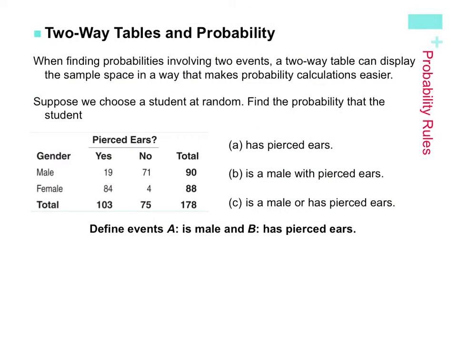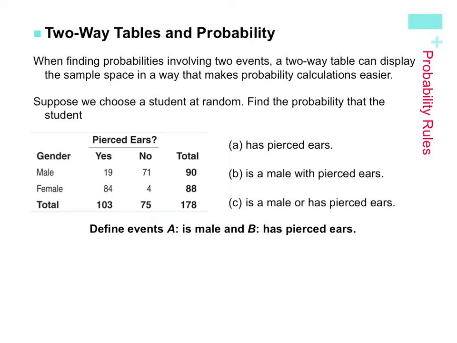two-way tables and probability. When finding probabilities involving two events, a two-way table can display the space in a way that makes probability calculations a little bit easier. Here's an example so you can see where we're going with this.